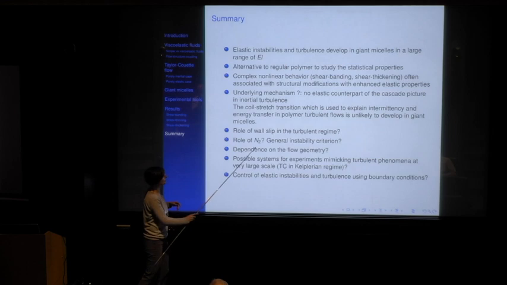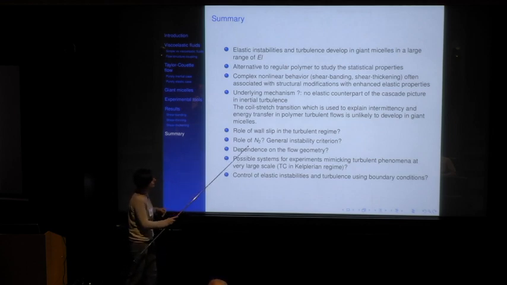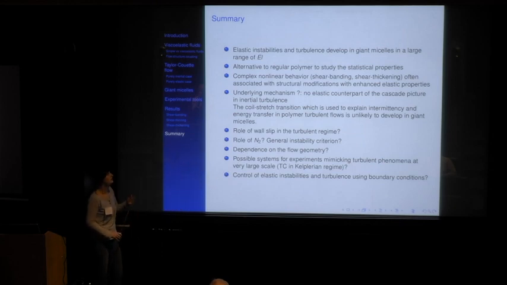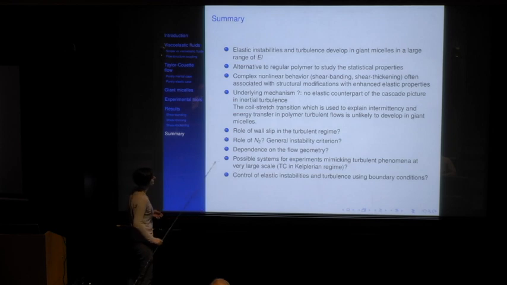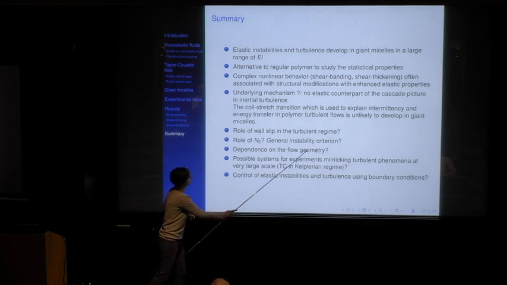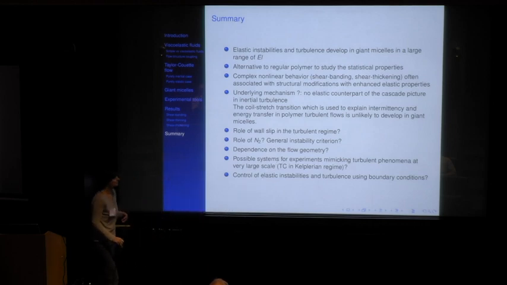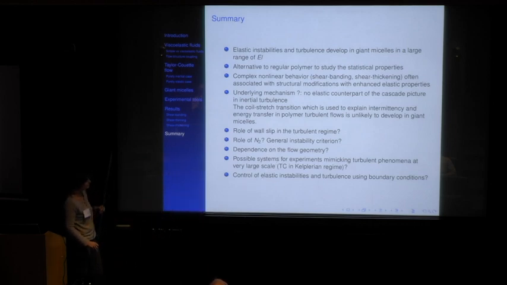Okay, so I talked only about N1, but there is also a second normal stress difference in the system, which is likely to stabilize the flow, and so we may wonder whether we can derive, for example, a general instability criterion, which includes the role of N2.